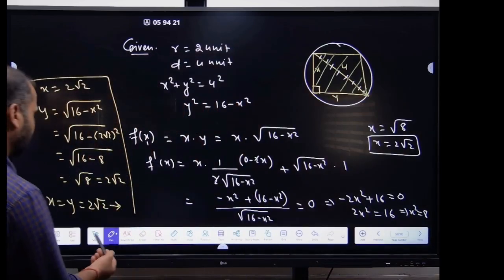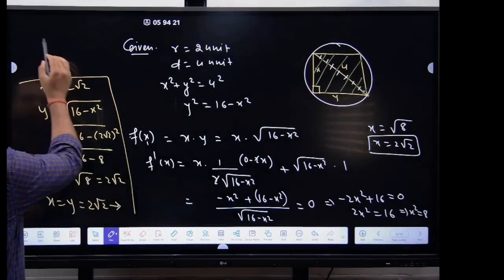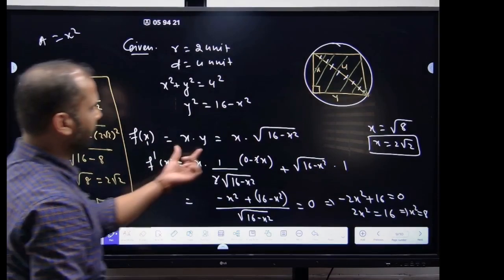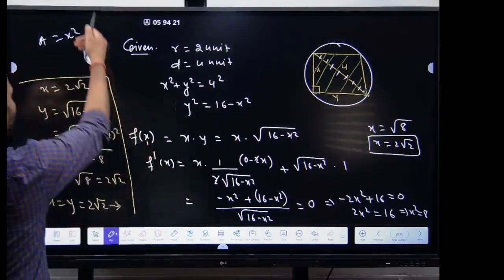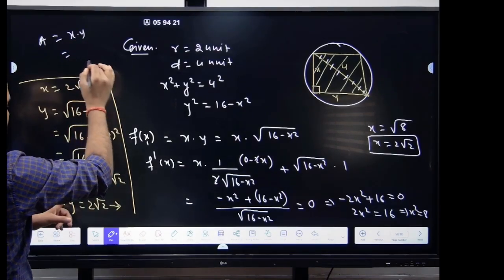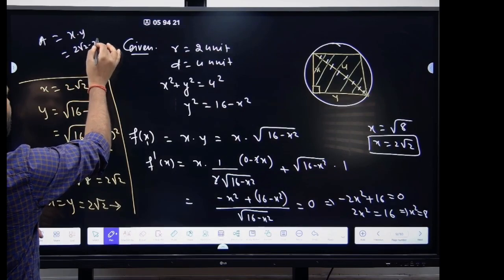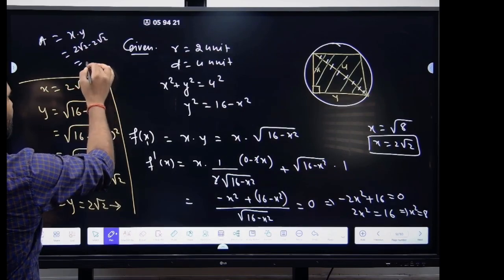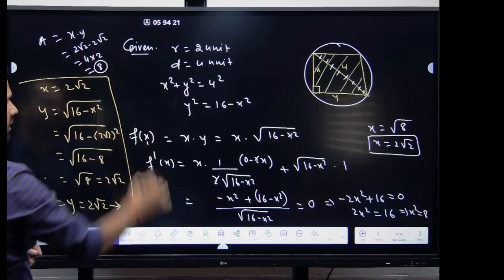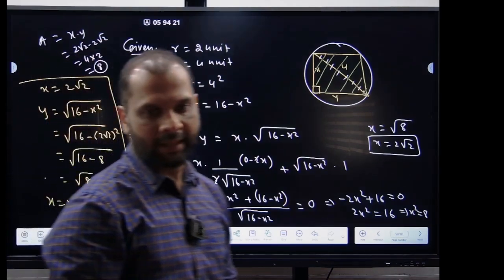How to calculate the maximum area? So the square area is how much? x square? Yes or no? Area will be x into y, right? Or you can write x into y. What is x here? 2 root 2. What is y? 2 root 2. How much will it be? 2 twos are 4, root 2 and root 2 is 2, so 8. 8 square units will be the area, correct?